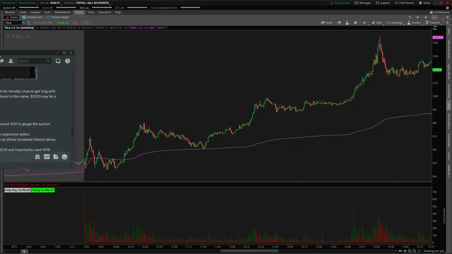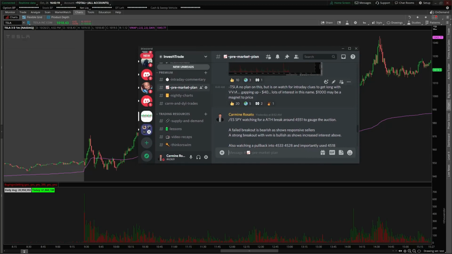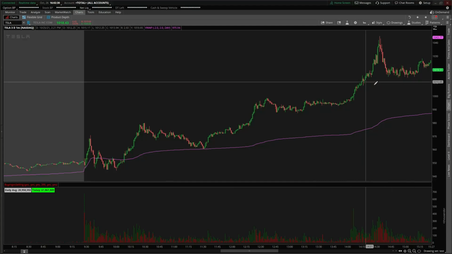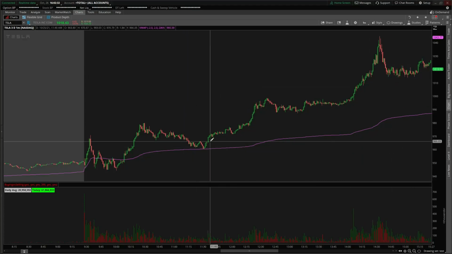Like I said from the pre-market plan, with Tesla we didn't have a plan on it. Looking for intraday clues to get long, gapping up $40. Lots of interest in this name. $1,000 may be a magnet to price. So we did finally hit that $1,000. This gave multiple other areas to enter intraday. I did not, unfortunately, enter, but this provided some clean opportunities.